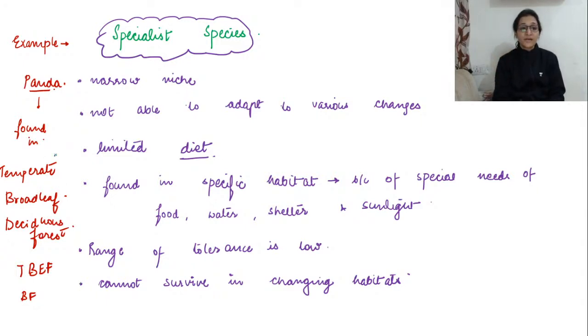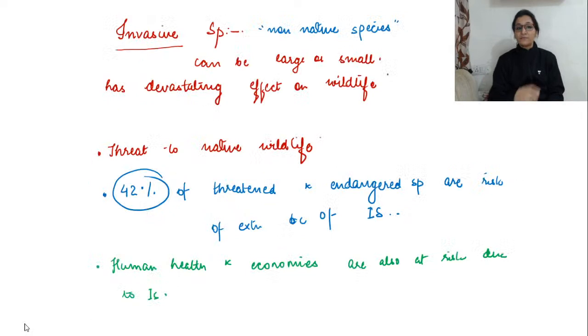So one of the examples that we have seen here is the panda. So panda, it can survive in temperate broadleaf deciduous forest and bamboo forest. So tropical broadleaf evergreen forest, these are the places where it can actually survive. It cannot survive anywhere, but it can survive here.